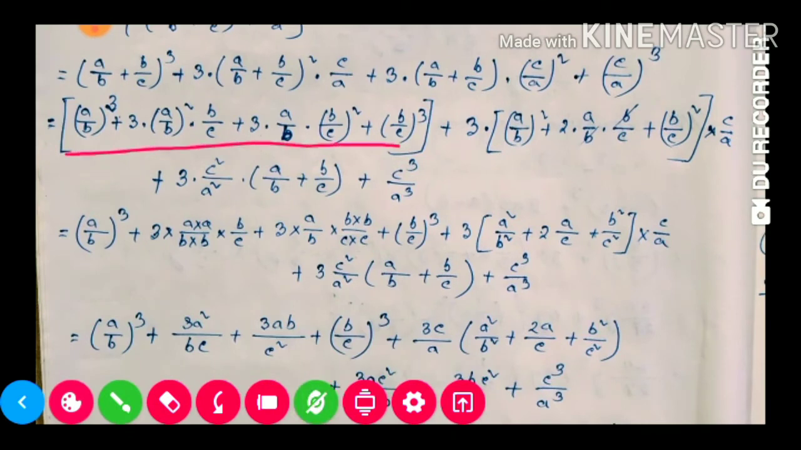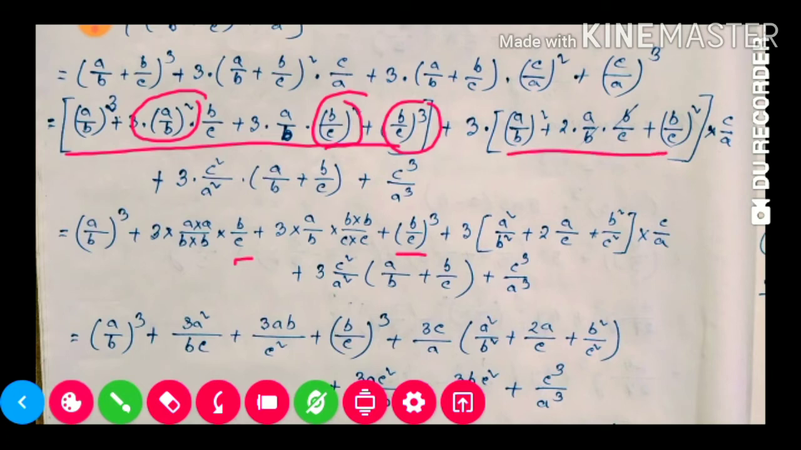So a cube, plus a divided by b whole cube, and this one is a square, a by b whole square, that means 2 times b also, 2 times into b by c, plus 3 into a by b into b square into c, b by c whole square. So b 2 times, c 2 times, and this one is b by c whole cube. So same to same will remain.